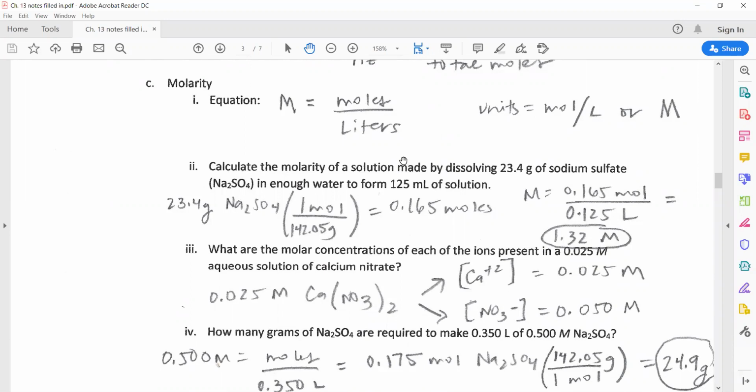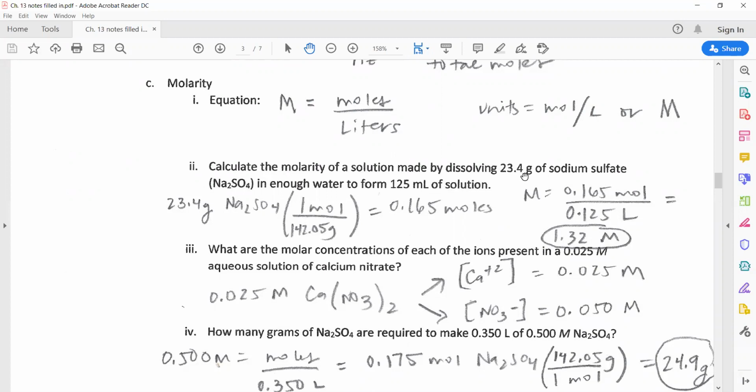It says calculate the molarity of a solution made by dissolving 23.4 grams of sodium sulfate in enough water to form 125 milliliters of solution. So we just have to use what we're given to get these two things. We have to ask ourselves, what are the moles and what are the liters? The moles is of the solute, of whoever has been dissolved.